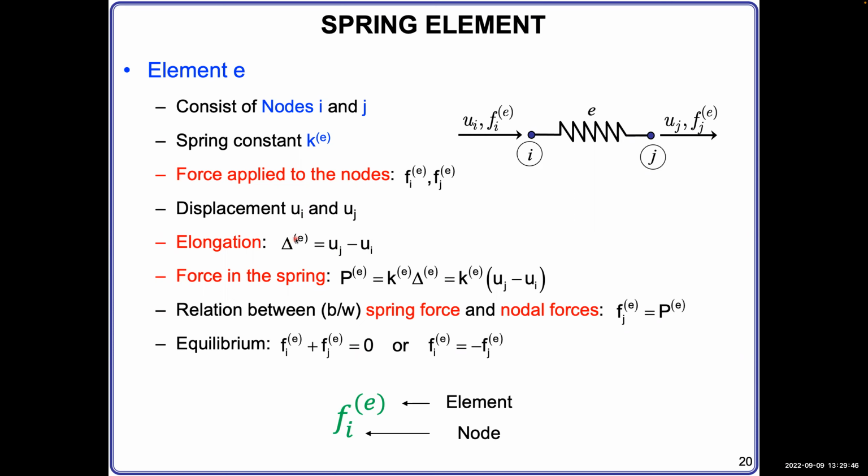Once we know the elongation, we can find out the force on the spring. That is basically using Hooke's law. You multiply the elongation with the spring constant linearly, and then you get the force in the spring. This force we usually write as capital P, with the E, P E. This is called the net force in the spring E.